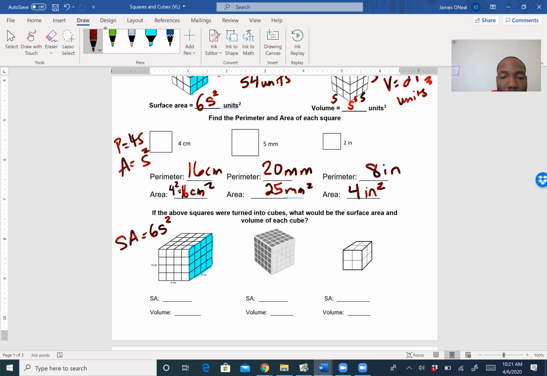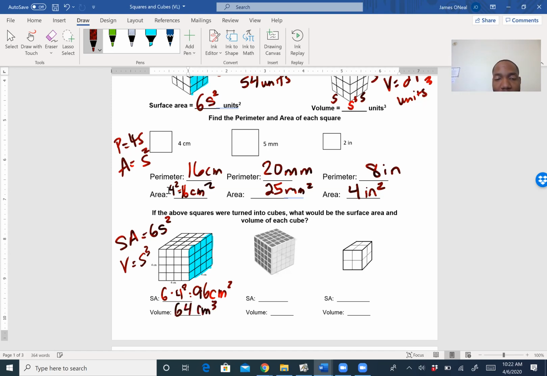All right, so we have 6 times 4 squared. 4 squared is 16. And now we take 6 times 16, and that gives us 96 centimeters squared. The volume is going to be S cubed. I almost wrote squared. So the side cubed, what's 4 cubed? 4 times 4 times 4, that's 64 centimeters cubed.